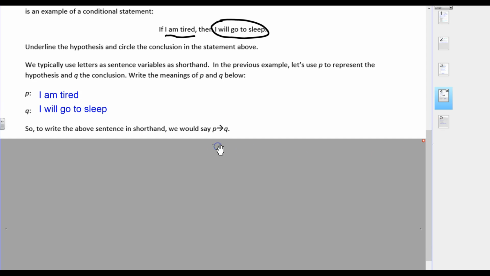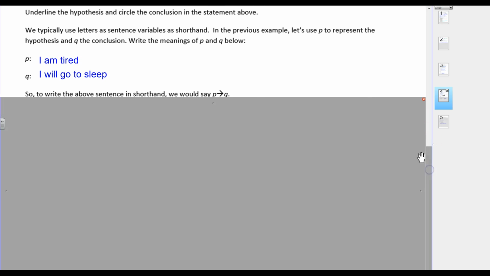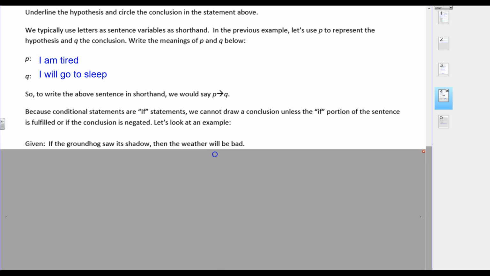So to write the above sentence in shorthand, we would write P arrow Q. And what this means is if P, then Q. Or sometimes you'll hear it as P implies Q. Because conditional statements are if statements, we cannot draw a conclusion unless the if portion of the sentence is fulfilled or the conclusion is negated. So let's look at some examples of that.